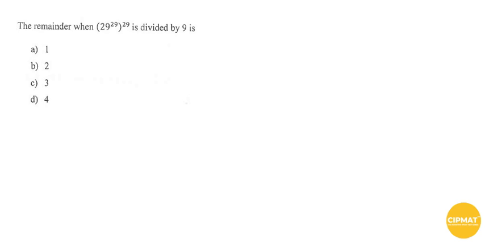The remainder when 29 to the power 29 into 29 is divided by 9 is what? The topic for this question will again be number theory, and here I'm going to use modular arithmetic to solve this question.